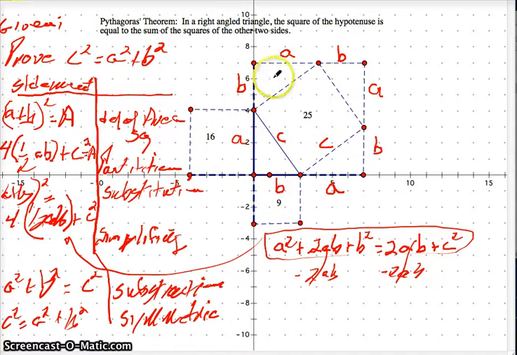So that shows you how we have just proven the Pythagorean theorem. You can see that these triangles added together, plus this square, are going to equal that whole area that we just did.